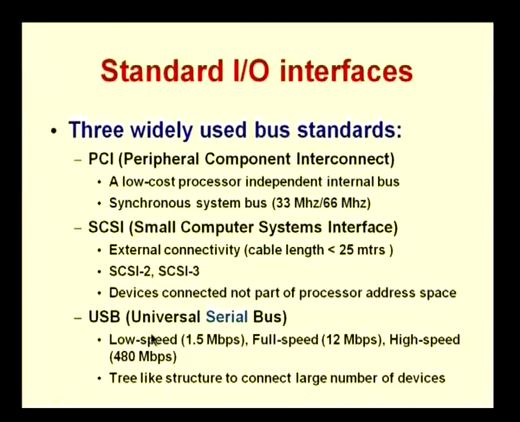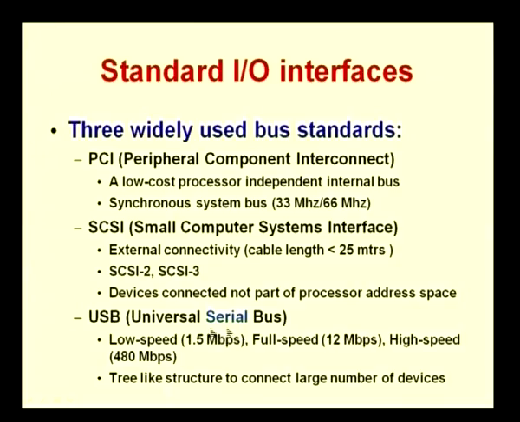The Universal Serial Bus or the USB ports that we are familiar with, right? The USB ports essentially are ports through which you are able to connect to the USB bus. What is interesting about the USB bus is that it is a serial bus. The PCI and SCSI are parallel buses, in the sense that you have a number of bits being transferred simultaneously, whereas this is a serial bus.